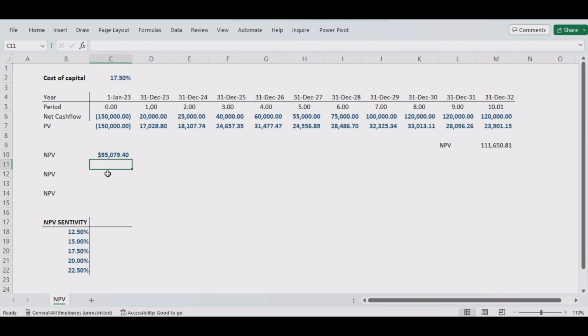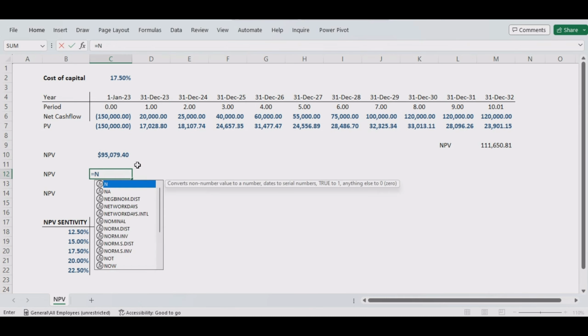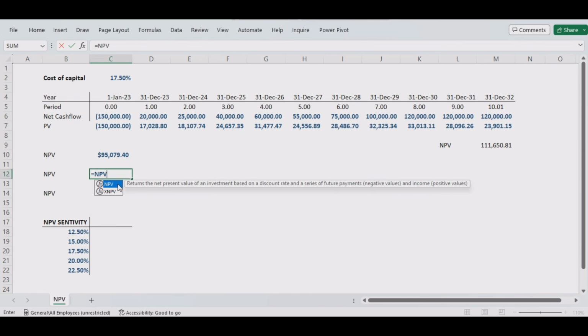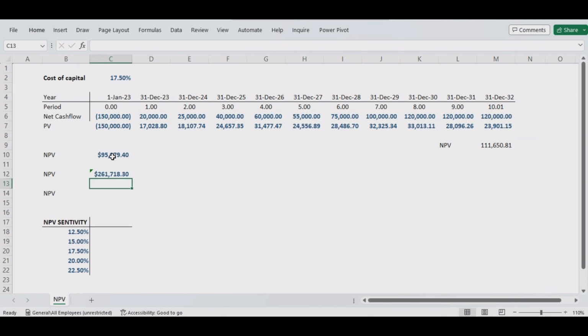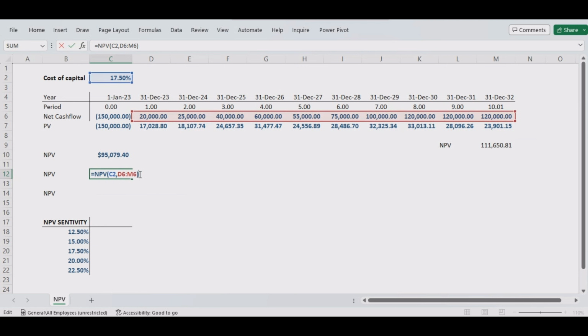The correct way to use the NPV formula is to use the NPV function itself, but you don't include the first investment. So it will be this rate, then these values, the cash flows. This cash flow, you exclude the initial investment because it's at period 0. Then once you do that, you close the bracket, then you press enter. You see we have 261, but now you need to subtract the initial investment. That's the correct way you use the NPV function.